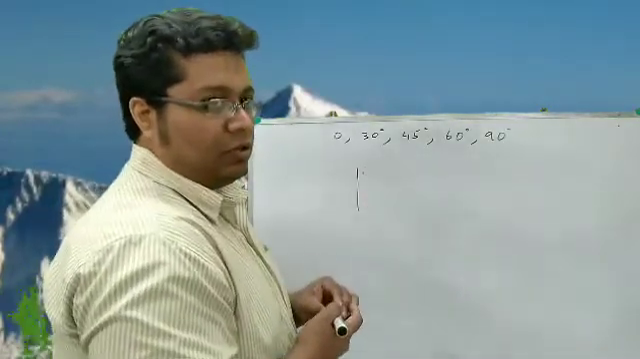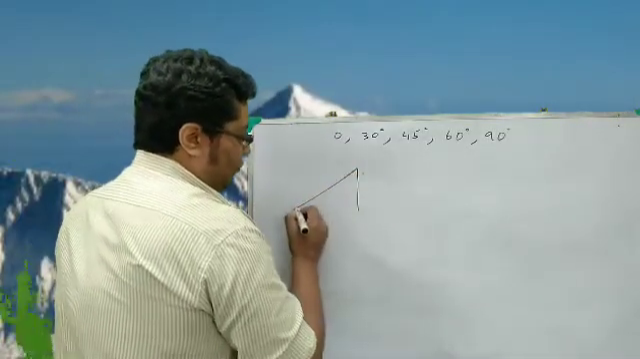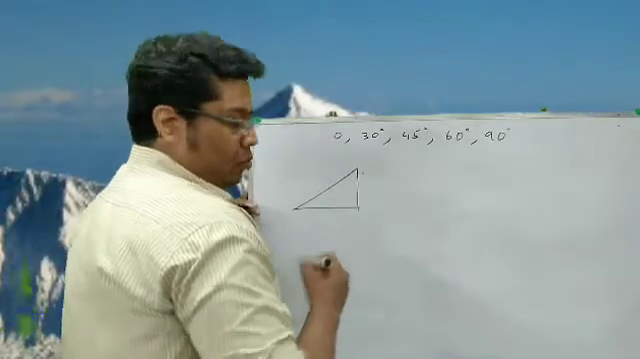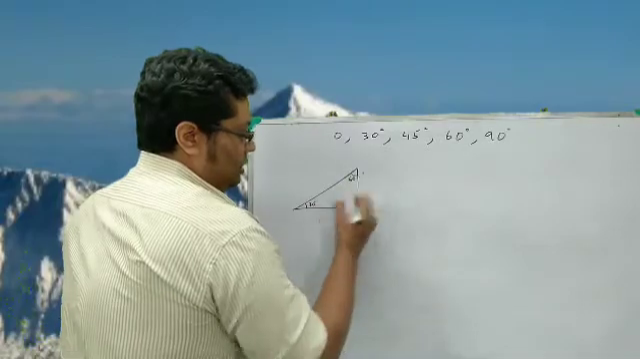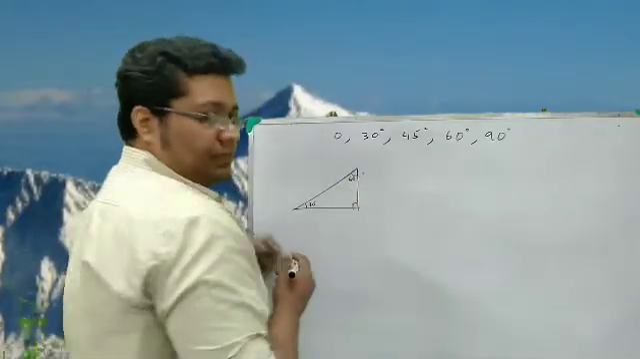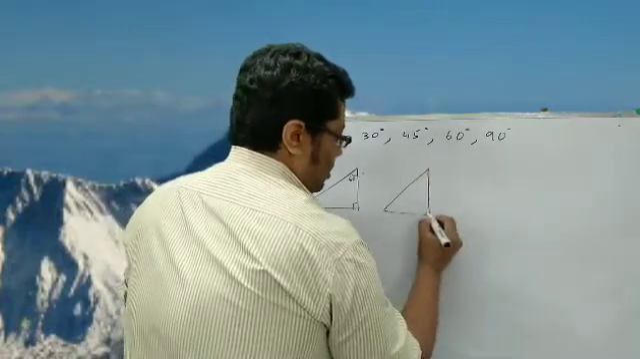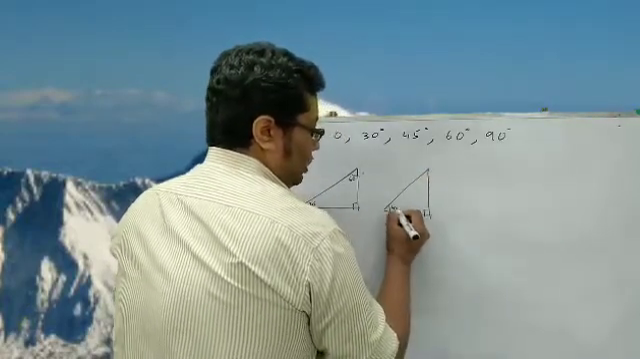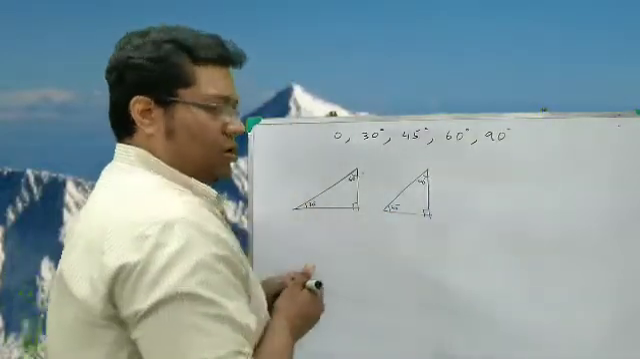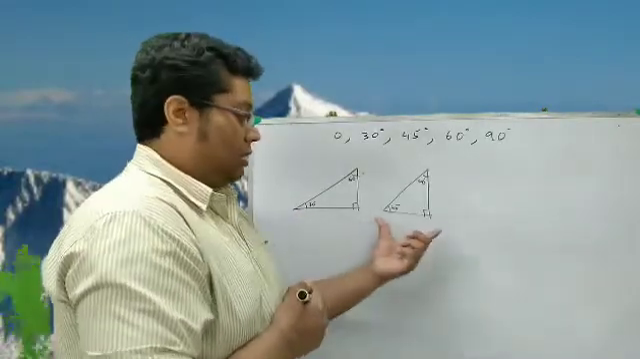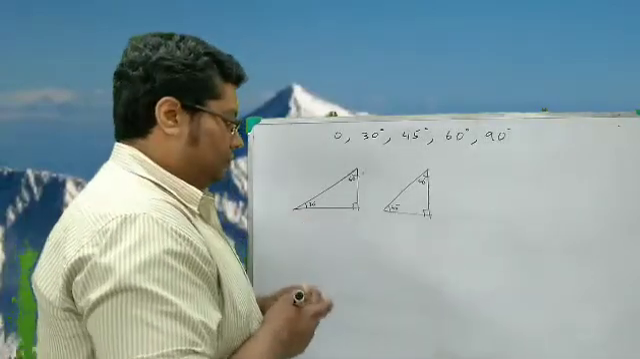The answer is hidden in your geometry box to some extent. In your geometry box, you will find that you have 2 set squares. One is a 30 degree, 60 degree and 90 degree. The other one should be a 90 degree, 45 degree, 45 degree. That is, one is an isosceles right angle triangle, another one is just a right angle triangle.